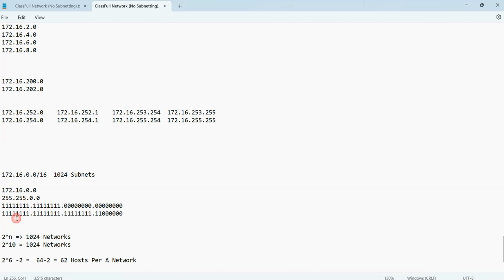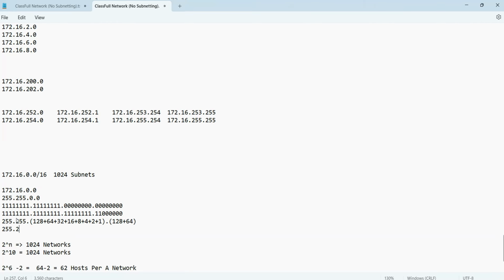Okay, what are the values? Well, this one is 255, 255, and this one is also what? What did I use? 128, 64, 32, 16, 8, 4, 2, and 1. I used all of them. Dot. What did I use over here? 128 plus, I used 2 bits over here, 64. So this one is 255.255.255.192. So what does that tell me?